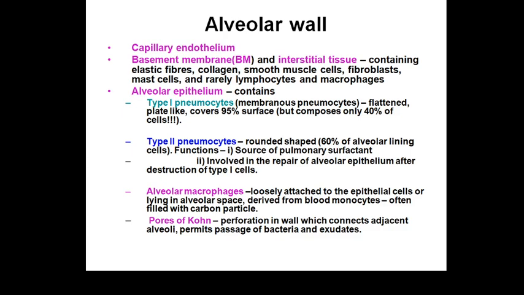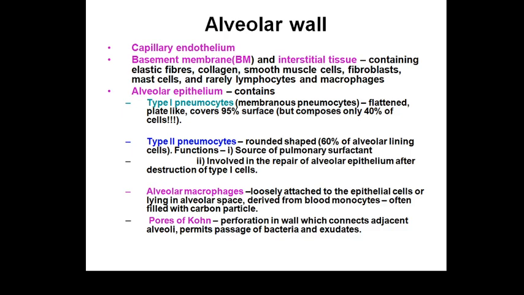Now along with these type 1 and type 2 pneumocytes, the third type of cell which we can find in the alveoli is the alveolar macrophages. These alveolar macrophages are found loosely attached to the alveolar epithelial cells, all lying freely within the alveolar space. These are derived from the blood monocytes and they belong to the mononuclear phagocyte system. Often they remain filled with carbon particles and other phagocytosed material.